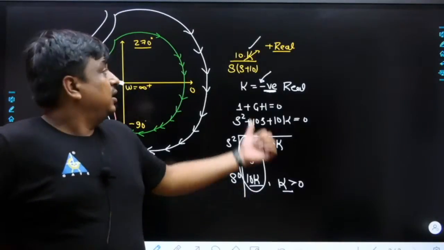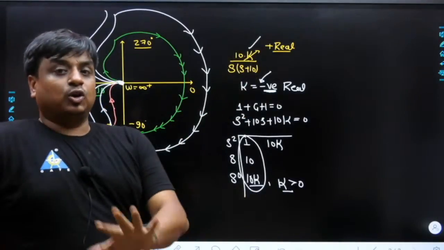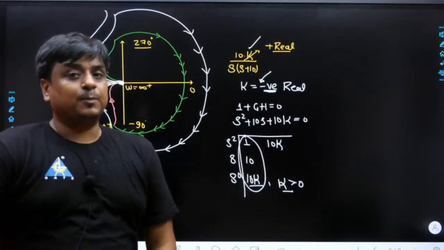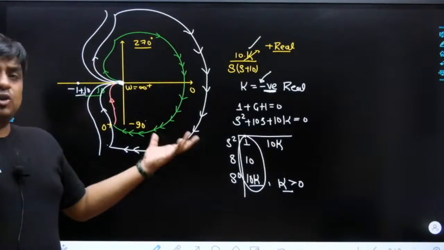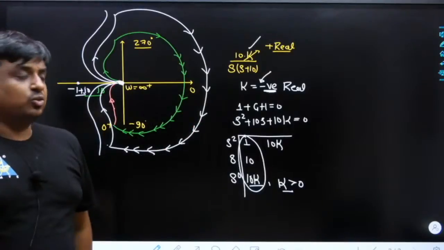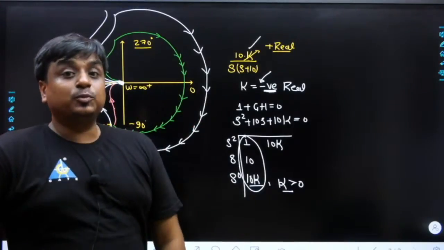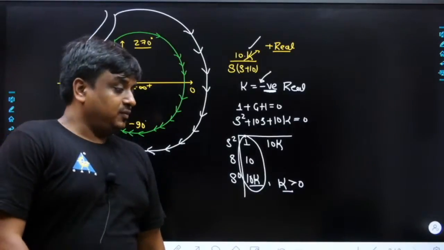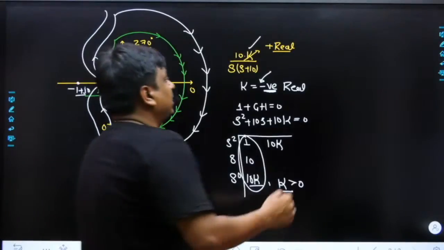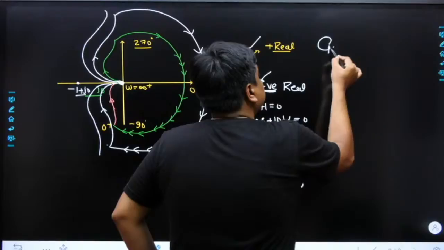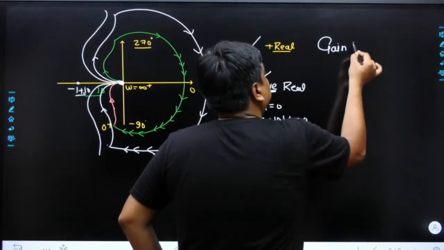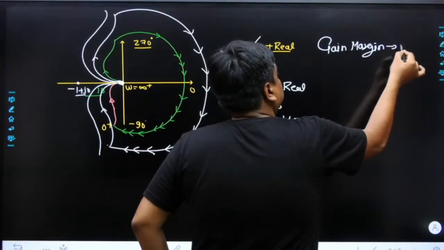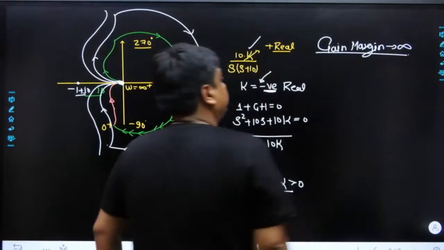So what I am saying is, whenever the problem talks about the gain margin, forget about the Nyquist plot, forget about the polar plot, forget about the phase crossover frequency. Just use the concept of Routh array, and from there you can easily get the gain margin. And the gain margin here is simply infinity.